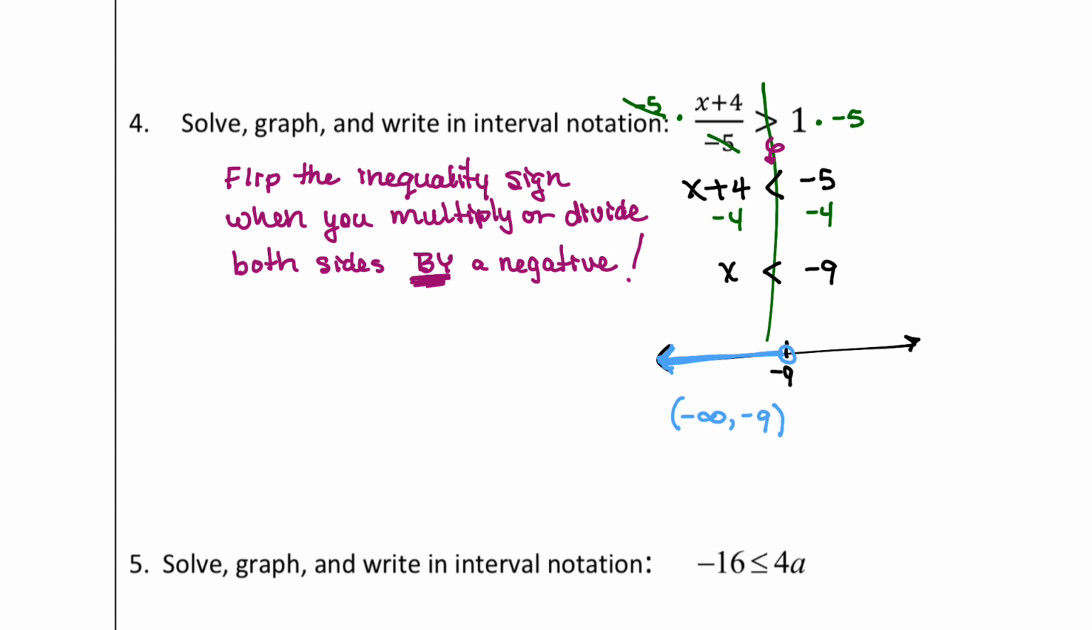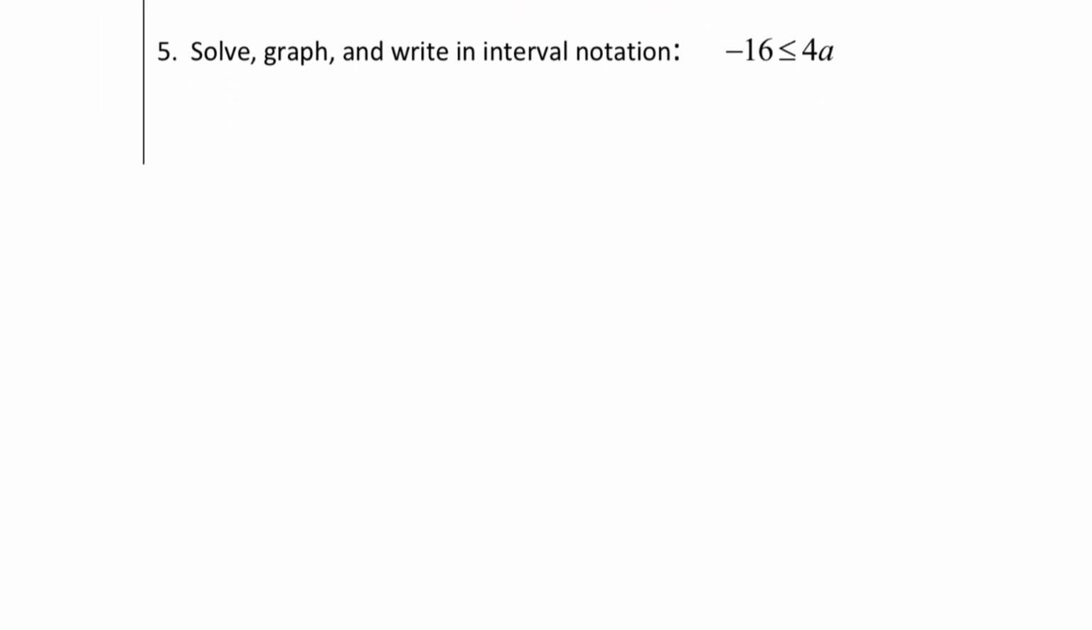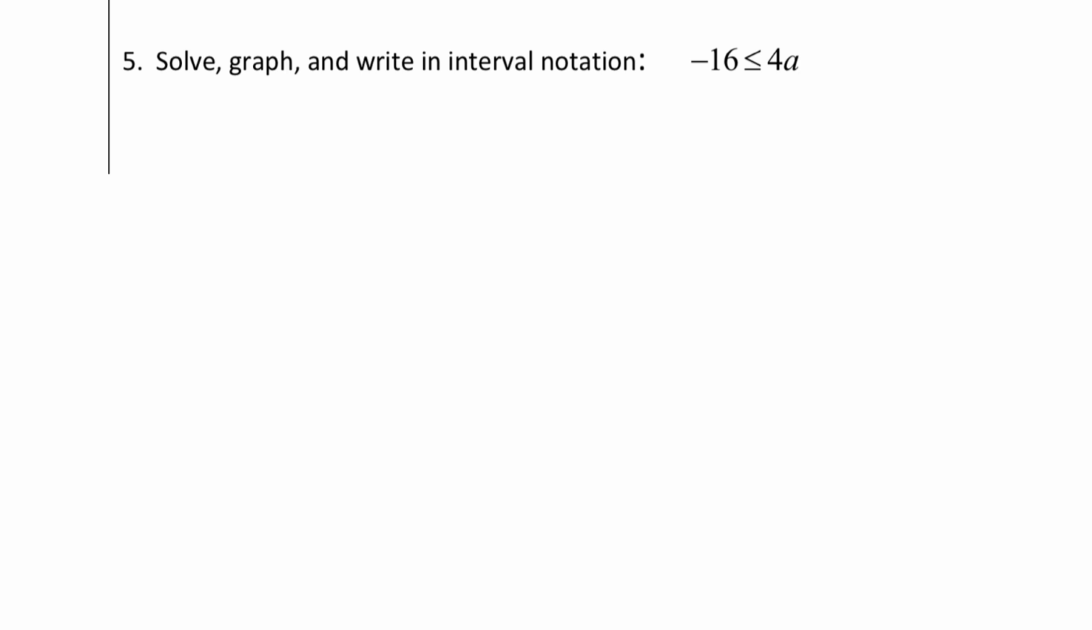Okay, last one here. So I'll graph and write interval notation. There's one thing different here. The variable's on the other side. Let's just keep going and I'll show you. There's the center. We're going to divide by a positive 4. So nothing changes, right? A and negative 4. So you would read that negative 4 is less than or equal to A. You always read from left to right.